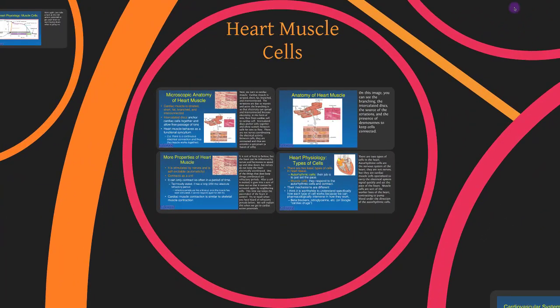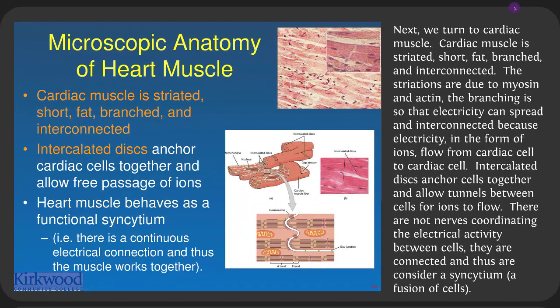Okay, now is when things start to get a little bit more difficult because we're going to start going into heart muscle cells, conduction cycle, EKG, action potentials, and things like that. So next we turn to cardiac muscle. Cardiac muscle is striated, so it has these stripes going this direction. You can kind of see those. Cardiac muscle is short. They're fat cells. They're branched, so we can see that there's multiple cells that are branched, or maybe it's better to see it in this artist rendition. And they're also interconnected by things called intercalated discs.